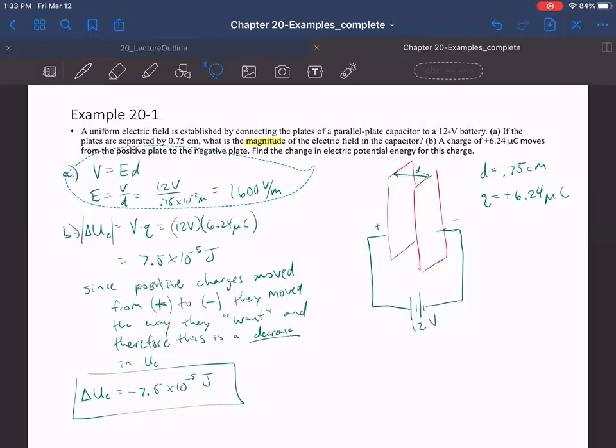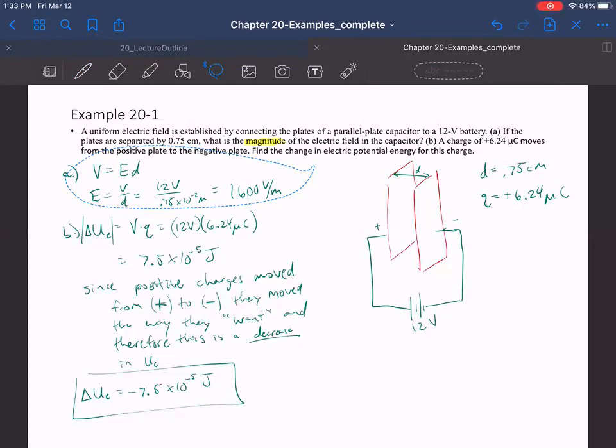Right, it's a positive charge going the direction it would want to go. The positive charge would want to leave that positive plate and go to the negative plate. It's going the direction it wants to go. Therefore, that is a decrease. And so I just went ahead and wrote, all right, therefore a decrease, put the negative in there, and I got it. Negative 7.5 times 10 to the negative 5th joules.